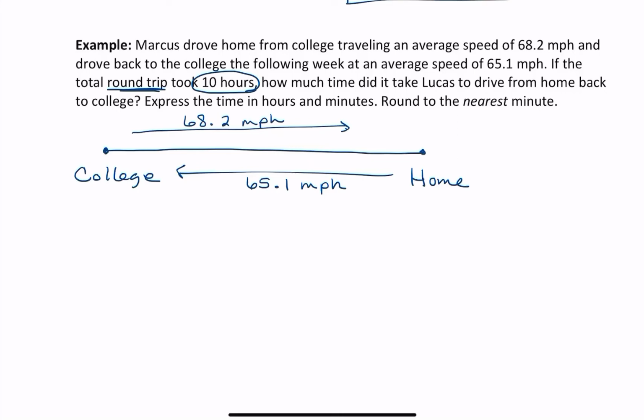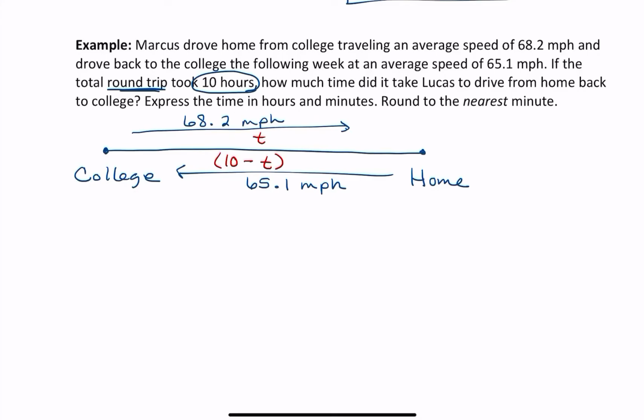So I don't know how long it took him to go from college to home. I'm just going to say it took t hours. But if the entire trip took 10 hours, then on his way back, you're going to have 10 minus the time that it took to get there. So those are your two times that you're going to use. That's key there. If you don't know the first time, but you know the total, you're just going to subtract the unknown from 10.